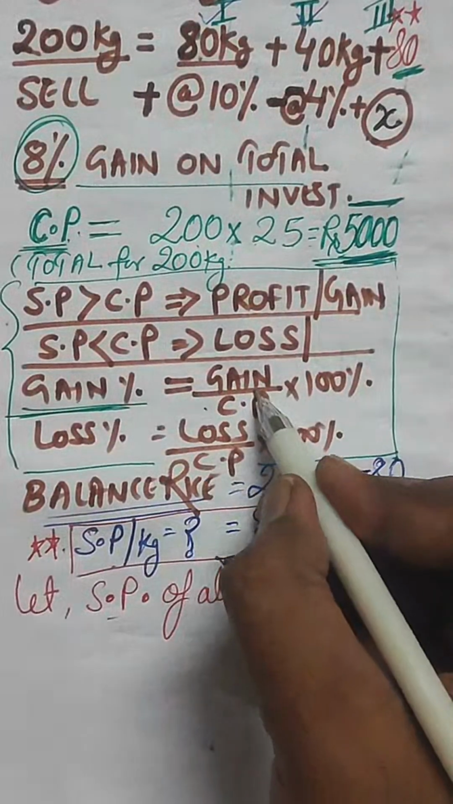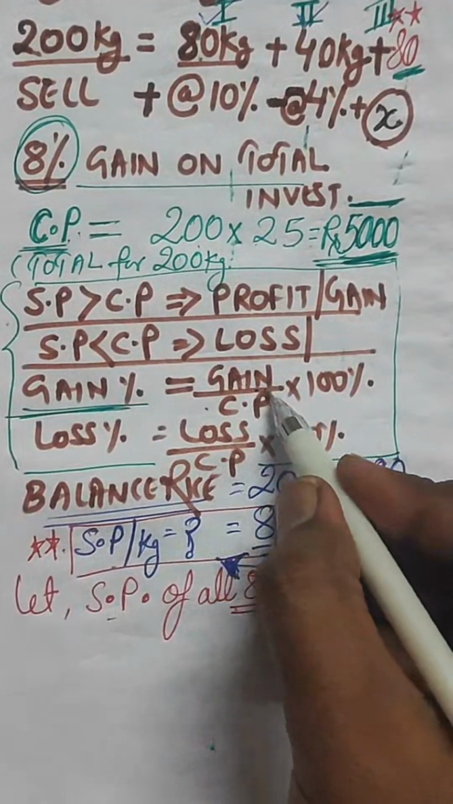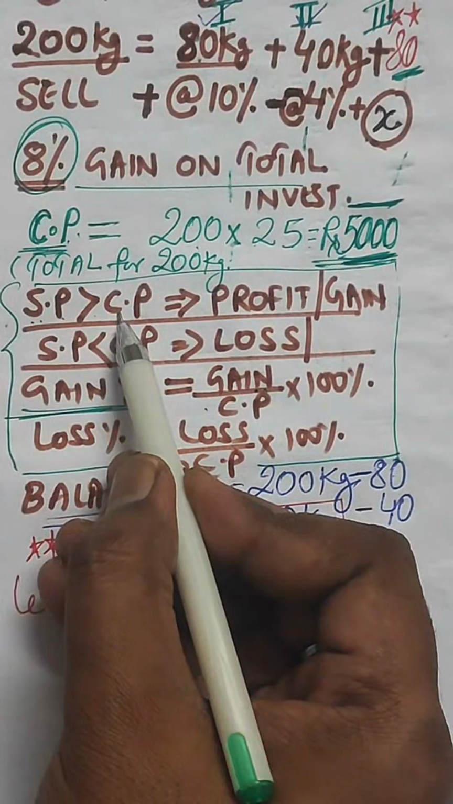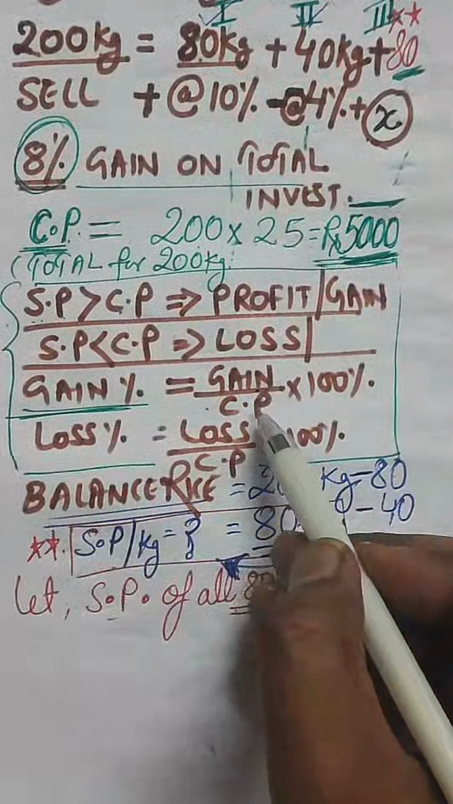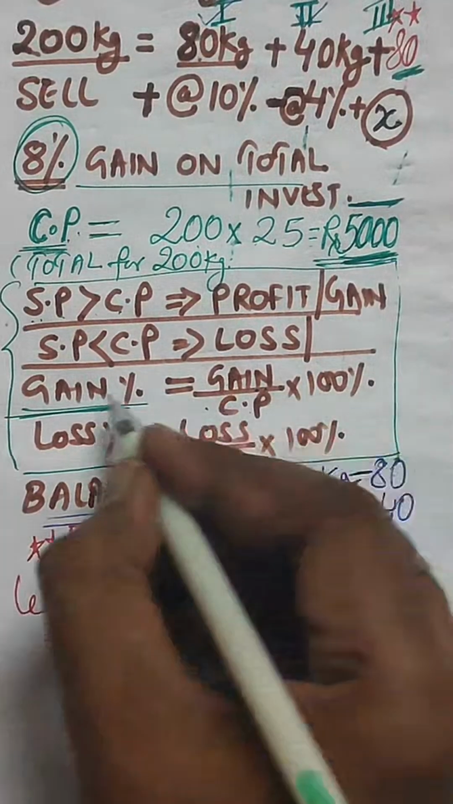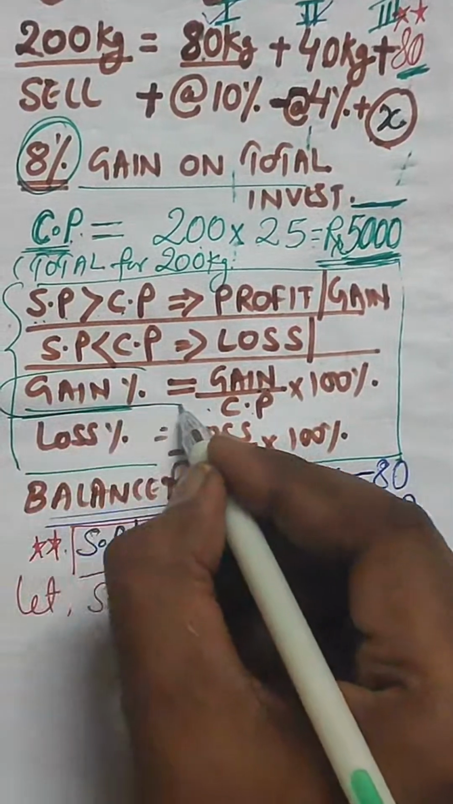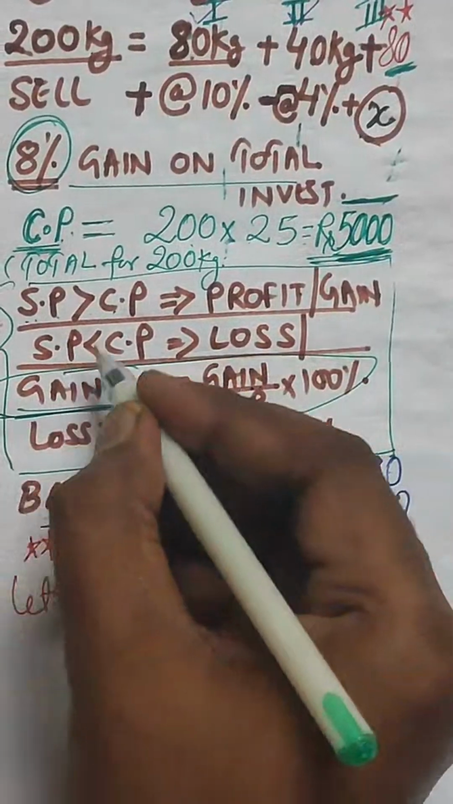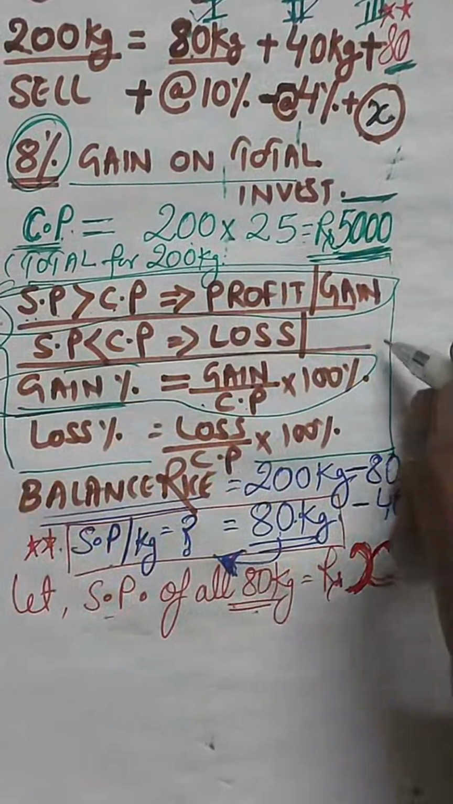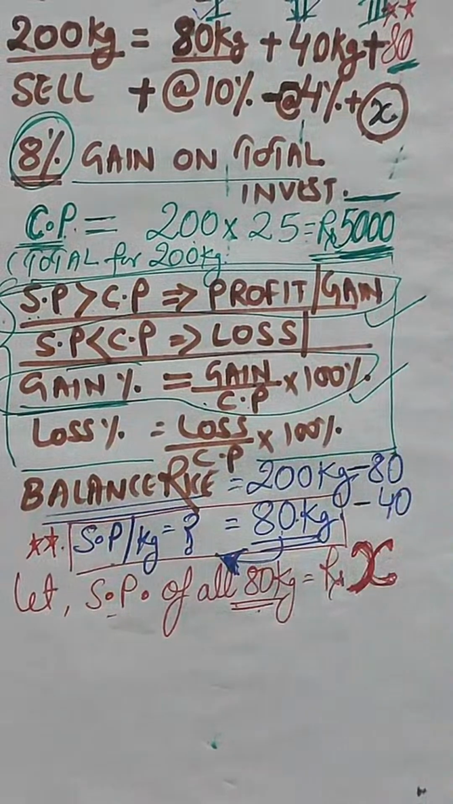And in place of gain, it is the case where selling price is greater than cost price. Then SP minus CP by CP into 100, right? This will give you the gain percent. So here we will be choosing this formula and this one, right? Both will be taken.